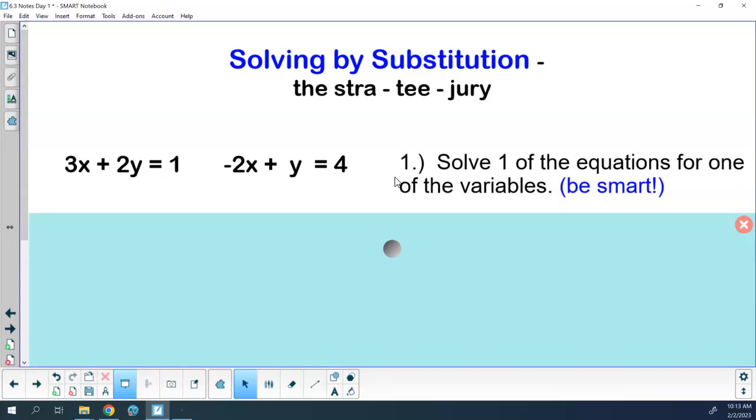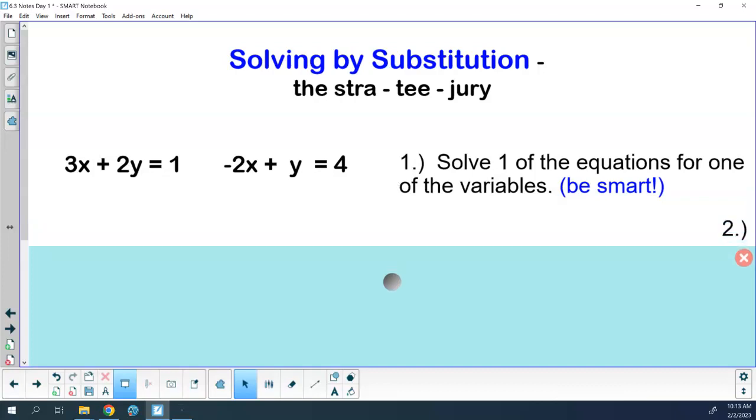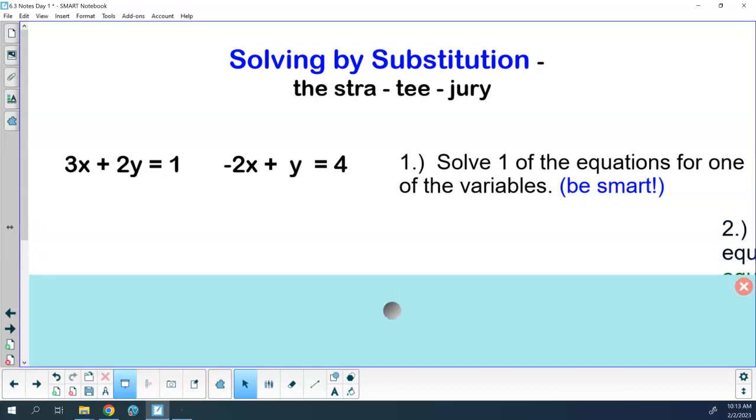You get fractions. Yeah, you get a fraction. And I know how much you guys love fractions. So that's not smart. What is the smartest variable? X or y, left or right? To solve for. Y on the right is the smartest one to solve for because it's just y. Okay? So let's solve that equation for y. If I'm going to solve this right equation for y, what do I get? Y equals 4 plus 2x.